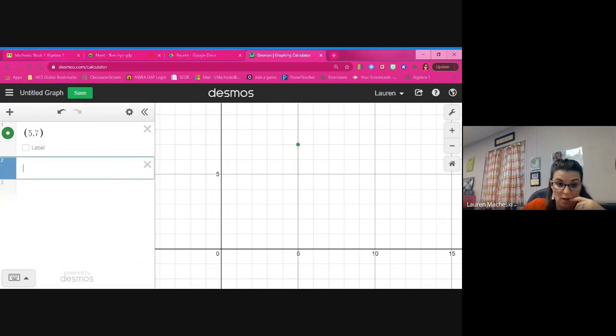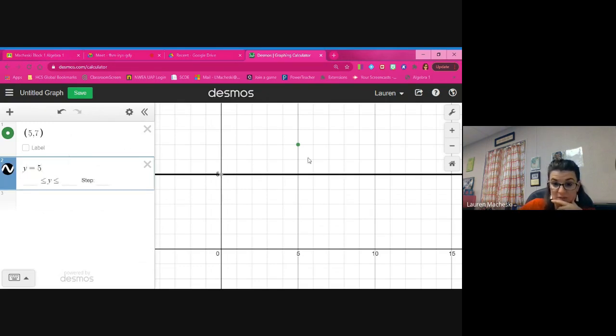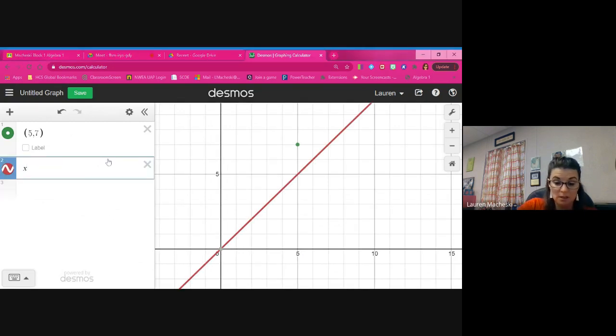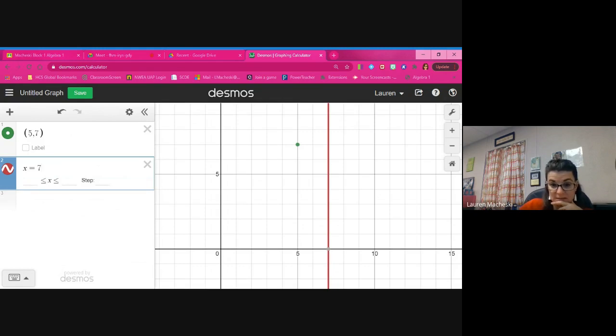The next one is y equals 5. Now this is a vertical line, but does it go through my green point right here? It doesn't, so that's not going to work. The next one is x equals 7. So always read key important parts there. Clearly that is not a vertical line, and it certainly doesn't touch my point.